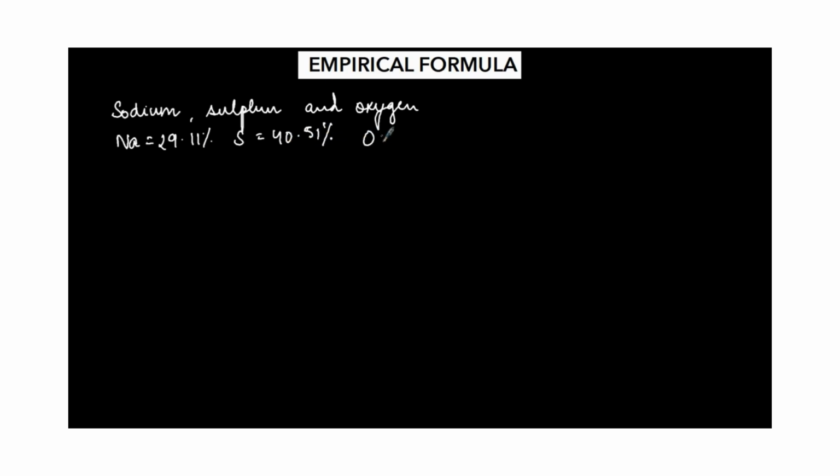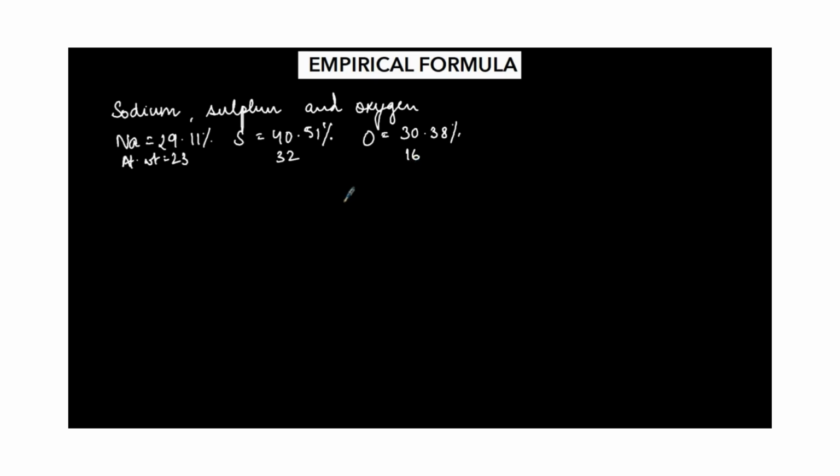Let's determine the empirical formula of a compound. To determine the empirical formula of a compound of sodium, sulfur and oxygen having percentage composition sodium 29.11%, sulfur 40.51%, oxygen 30.38%. Now you all know the atomic weight of these elements. Sodium, we know atomic weight is 23. For sulfur, atomic weight is 32. Oxygen's atomic weight is 16.